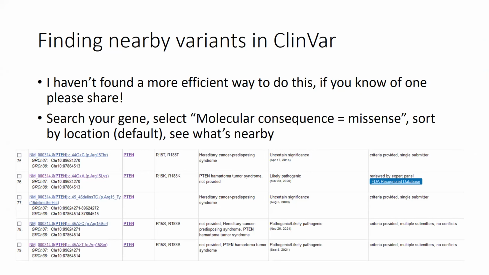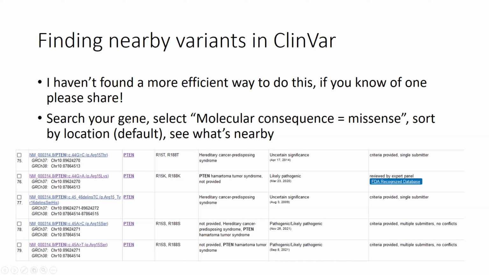So again, I think HGMD is a really helpful resource to find nearby variants to work up for consideration of PM1 and PM5, in addition to literature, of course, on the variant that you are interested in. Finding nearby variants is also possible to do in ClinVar. For me personally, I have not found a more efficient way to do this. If you know of one, please speak up.